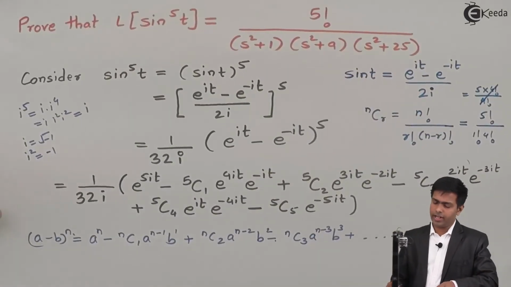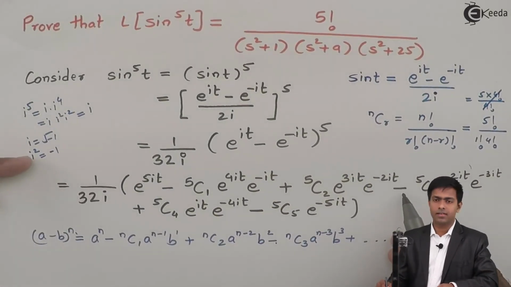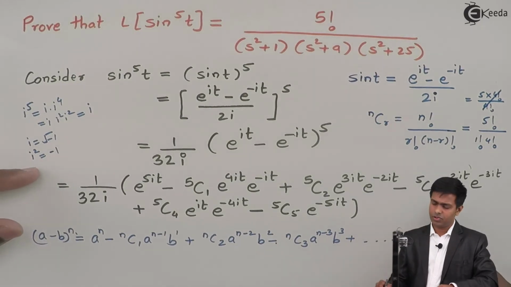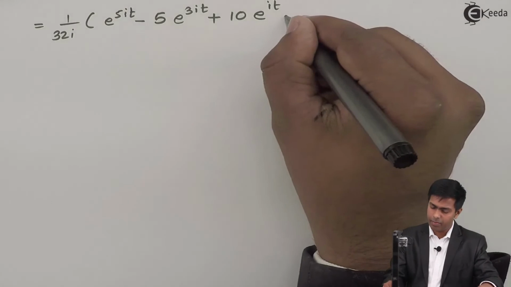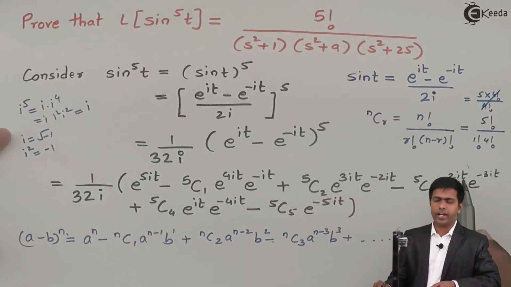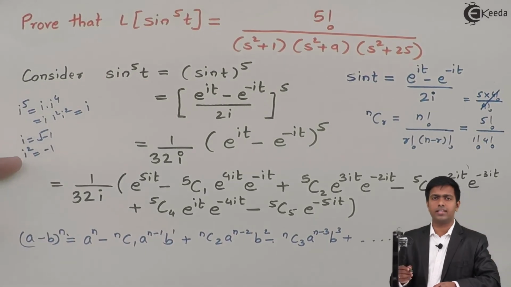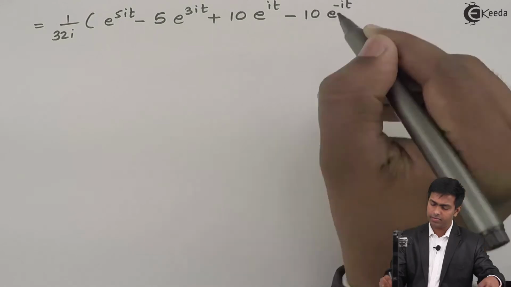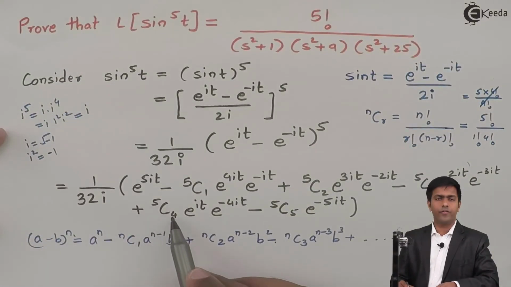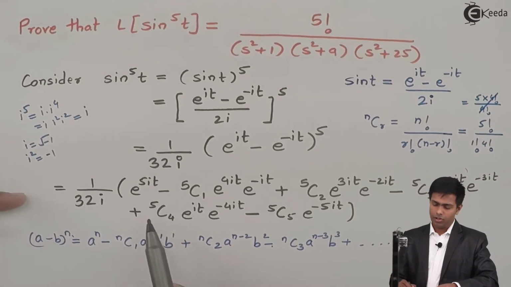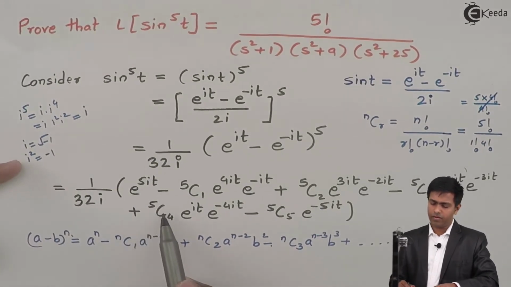Now let's find out the next term. So minus the value of 5C3 is again 10. So I'll say here minus 10. E raised to 2it into e raised to minus 3it is e raised to minus it. So e raised to minus it. Again 5C4. So if you check it in the calculator, 5C4 is 5. So this will be plus 5.